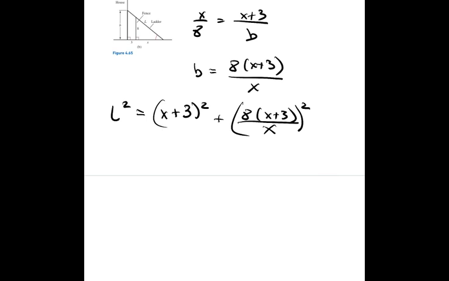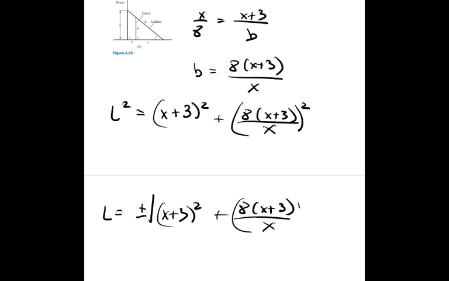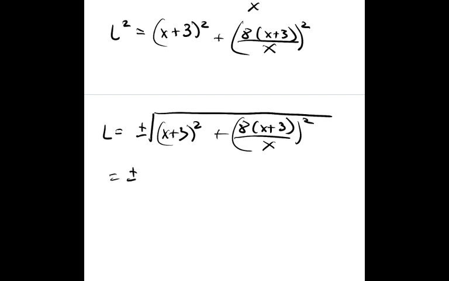So let's see, we get L equals plus or minus the square root of x plus 3 squared plus 8 times x plus 3 over x squared. So then if we did cases, we could do the plus and the minus. Can we simplify this? Let's simplify this down some. So then we can have x squared plus 6x plus 9, 8x, 64x squared, 16x, 64 times 9, times 3 is 24 squared. Hey Google, what's 24 squared? 24 squared is 576.